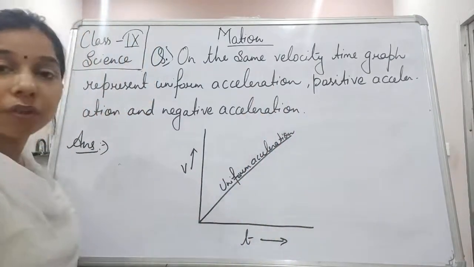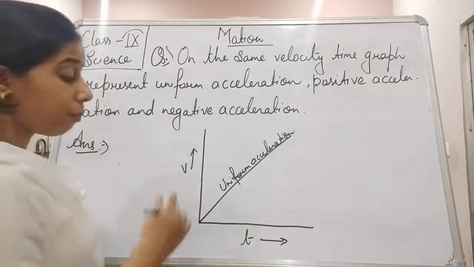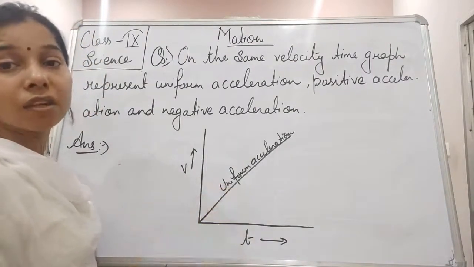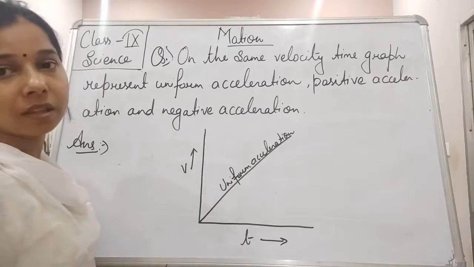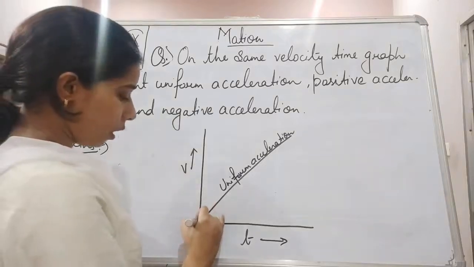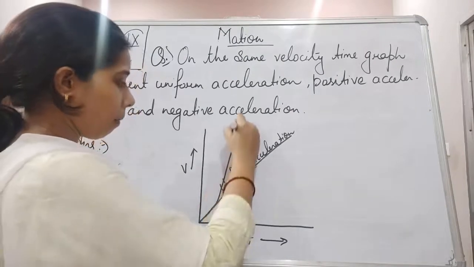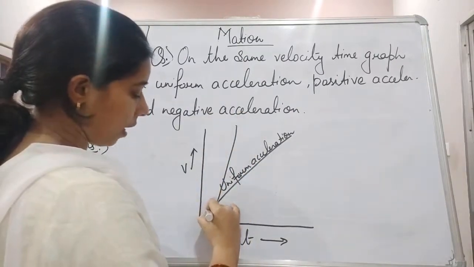This is the uniform acceleration. Then the positive and negative acceleration. So in positive, the acceleration is actually increasing with respect to time, and in negative the acceleration keeps on decreasing with respect to time. So here if it is increasing, it will show a graph like this, and if it is decreasing, it will show a graph like this.